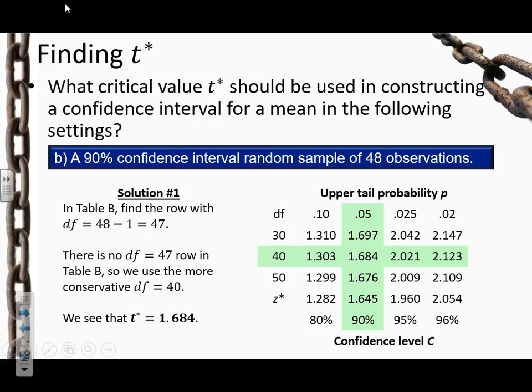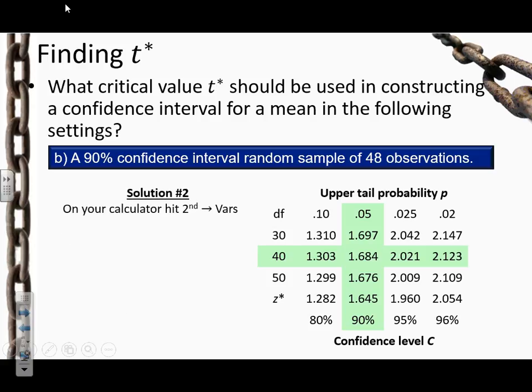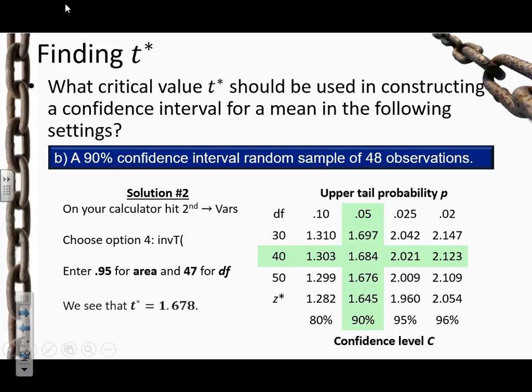Okay? Now, on the calculator, this is where the calculator has an advantage. The calculator has every single value stored in it. So when you want to use the calculator, you hit second, go to inverse T, and you can type in 47 degrees of freedom. It will calculate 47 degrees of freedom. So when you type in your area, for a 90% confidence level, we do 95% for area, 47 for degrees of freedom, and notice it gives us a slightly different answer.